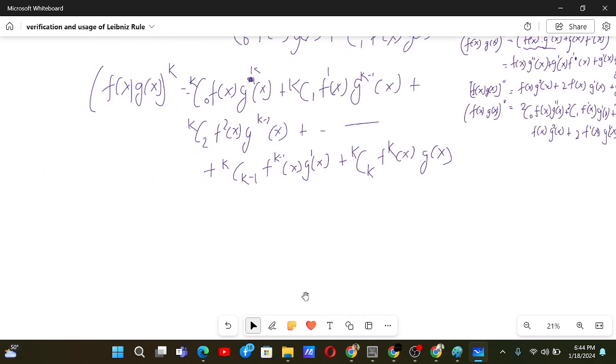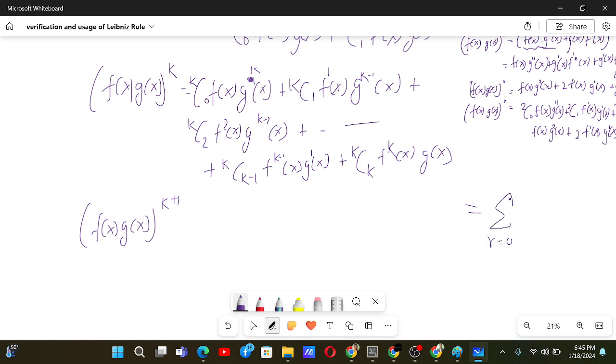Okay, now after this we need to find the derivative of f of x, g of x to the power k plus 1. So that means we need to take the derivative of this whole expression and prove that this is actually equal to the sum over r equals 0 to k plus 1 of k plus 1 c r, f of r to the power x, and g of k plus 1 minus r of x. We need to prove this fact now. So let's take the derivative of this expression.